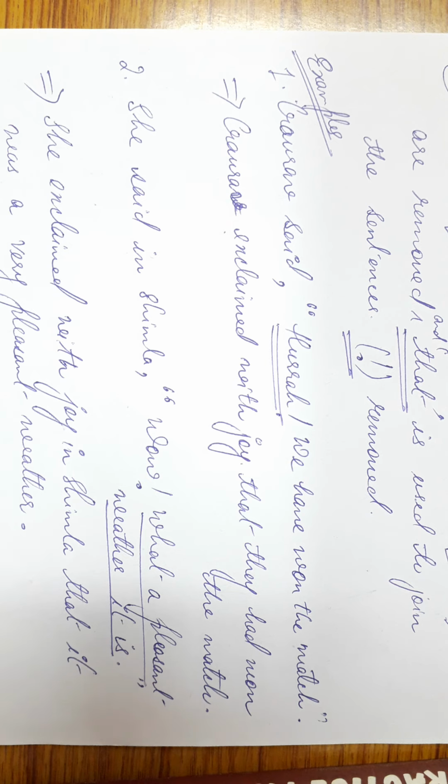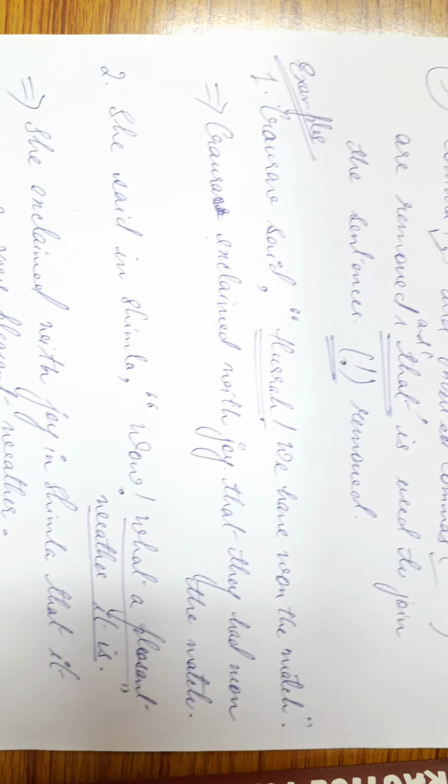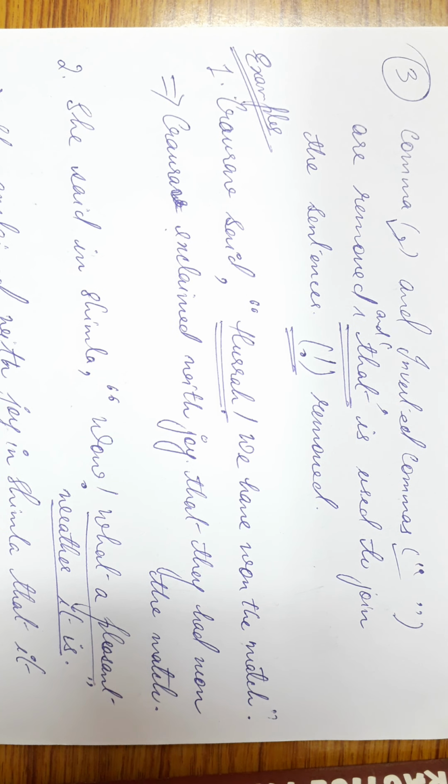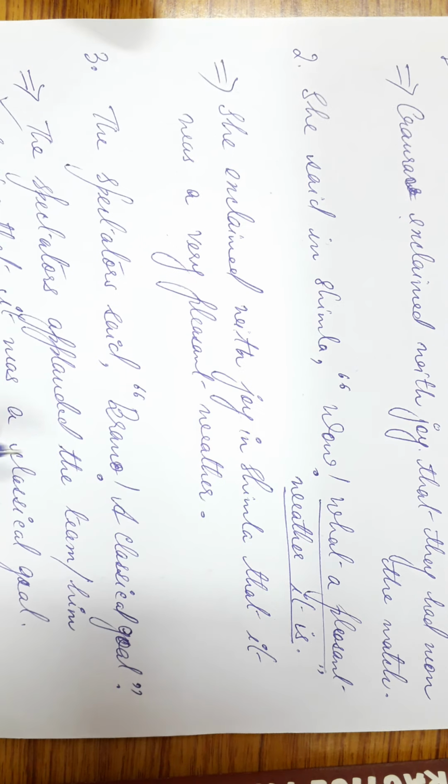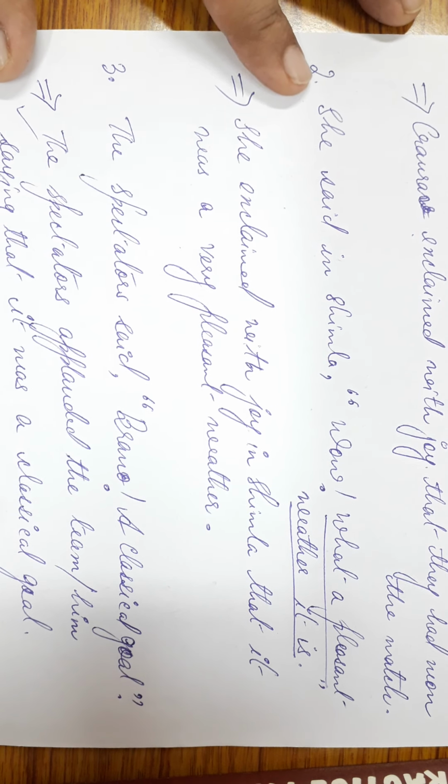Okay, comma, double inverted comma are removed. That is used to join both the sentences, and most importantly, exclamatory mark is removed. Fine. So I hope the things are clear to you with the help of these examples.